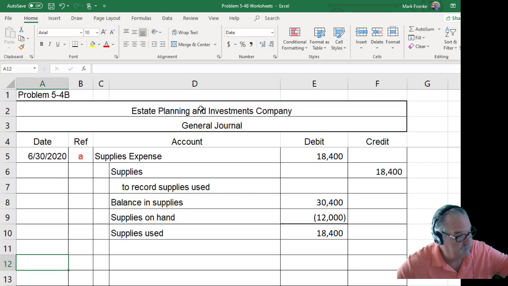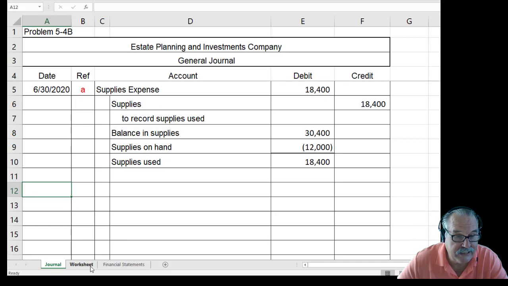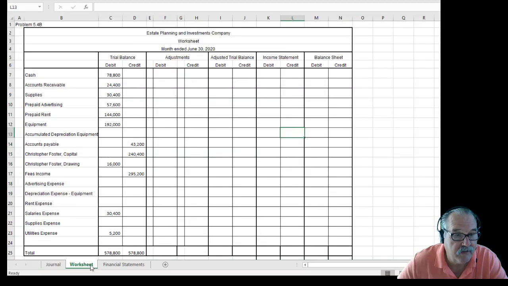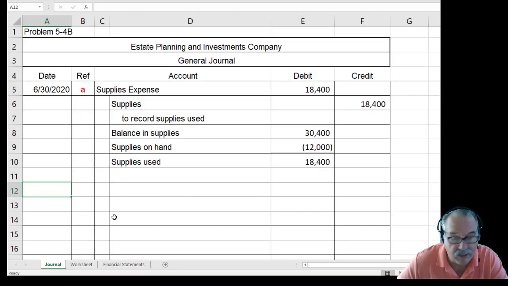Adjustment B says, the prepaid advertising contract was signed on June 1st and covers a 4-month period. So if we look at what's in the prepaid insurance account, prepaid advertising, we have $57,600. Again, that's on the trial balance. So it was a 4-month contract for advertising, and now 1 month has gone by.